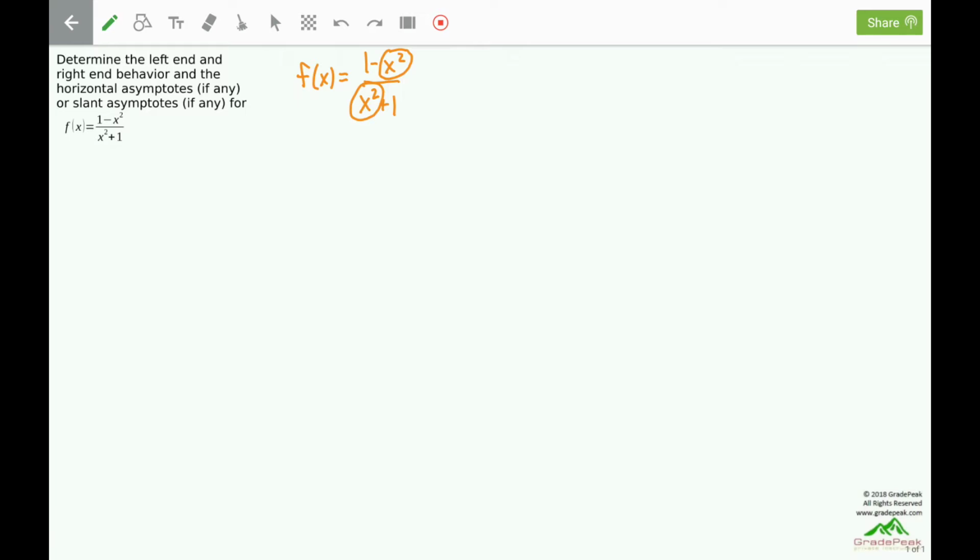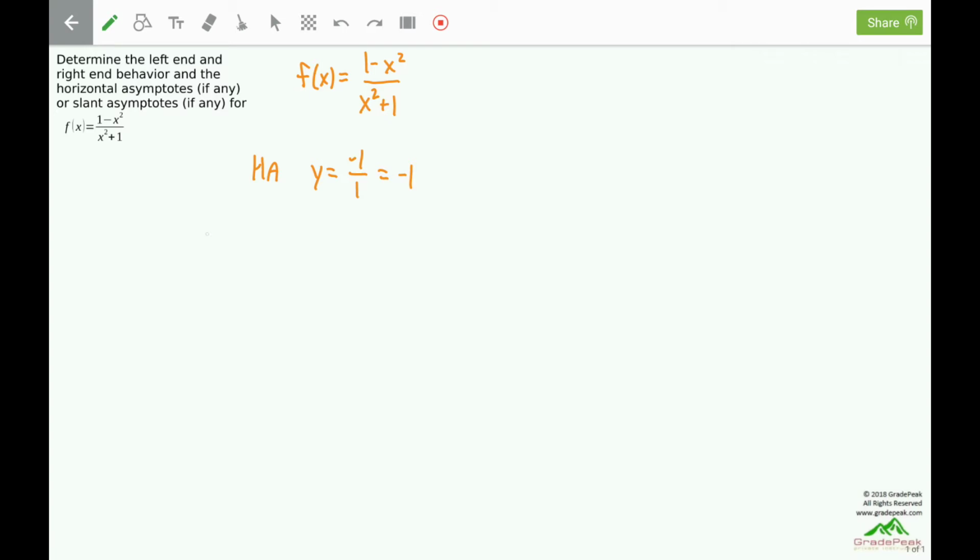Since they are exactly equal in power, the horizontal asymptote is found by y equals the ratio of the coefficients of the highest power term, negative 1 over an implied positive 1. Negative 1 over positive 1 is negative 1, and f of x has a horizontal asymptote of y equals negative 1.